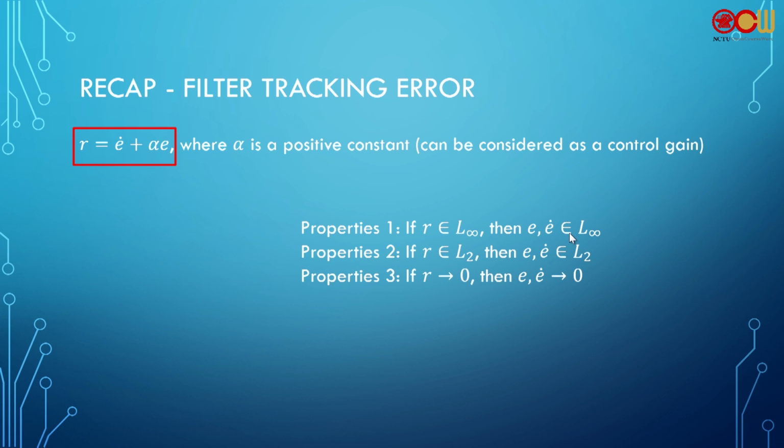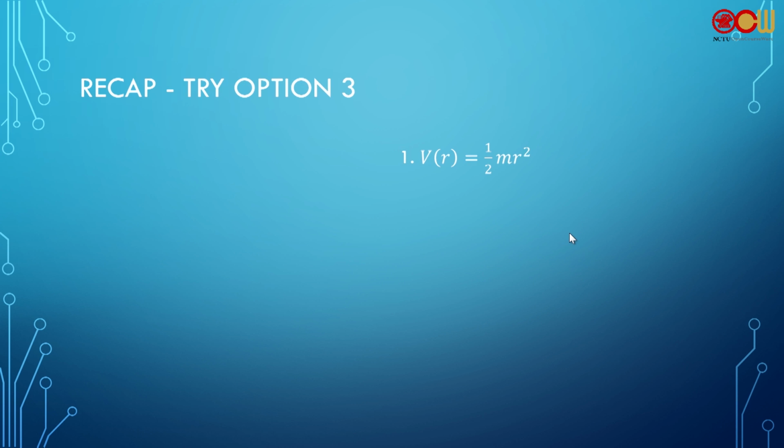So the property of this R with E and E dot is that if R is bounded, both signals will be bounded. If R is L2, both signals are L2, right? If R converges to 0, both will do, okay? And we try option 3 where V is designed as a function of R squared. And then we go to the stability analysis.